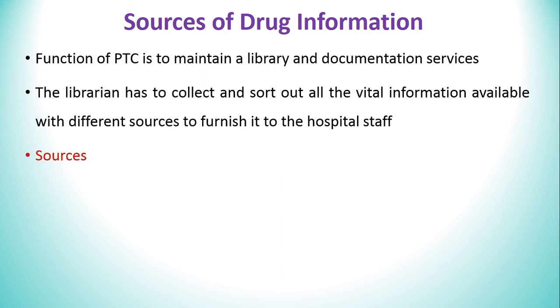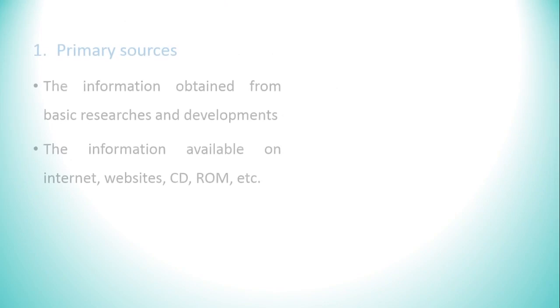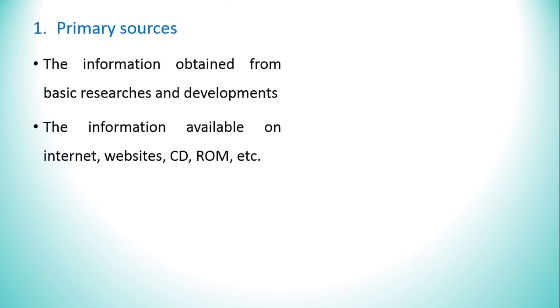So here we will see some sources of drug information, like some primary sources and these secondary sources. So let's see in detail. In the primary sources, the information on the drugs is obtained from basic research and development. So in the primary sources, some research and development will help to get the information.